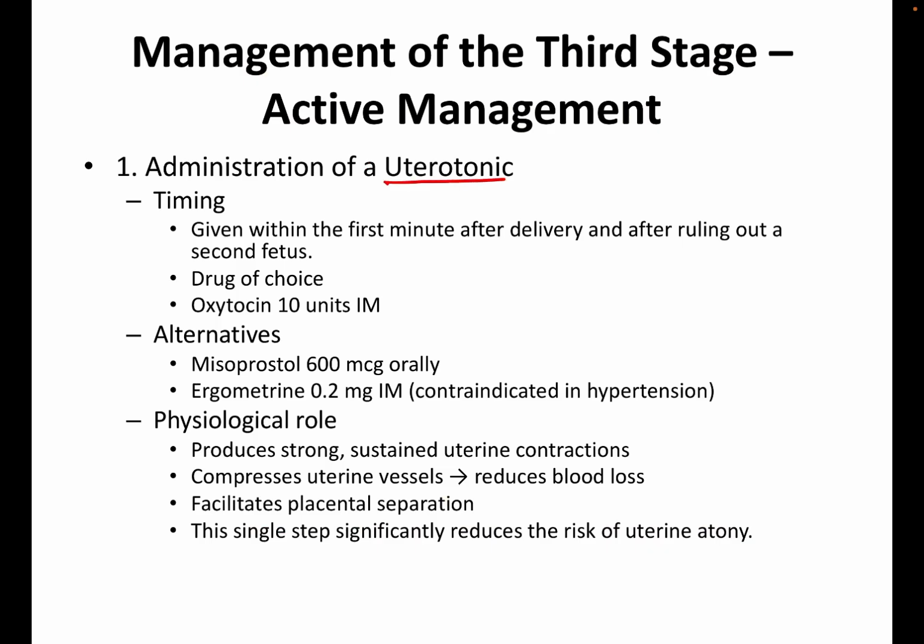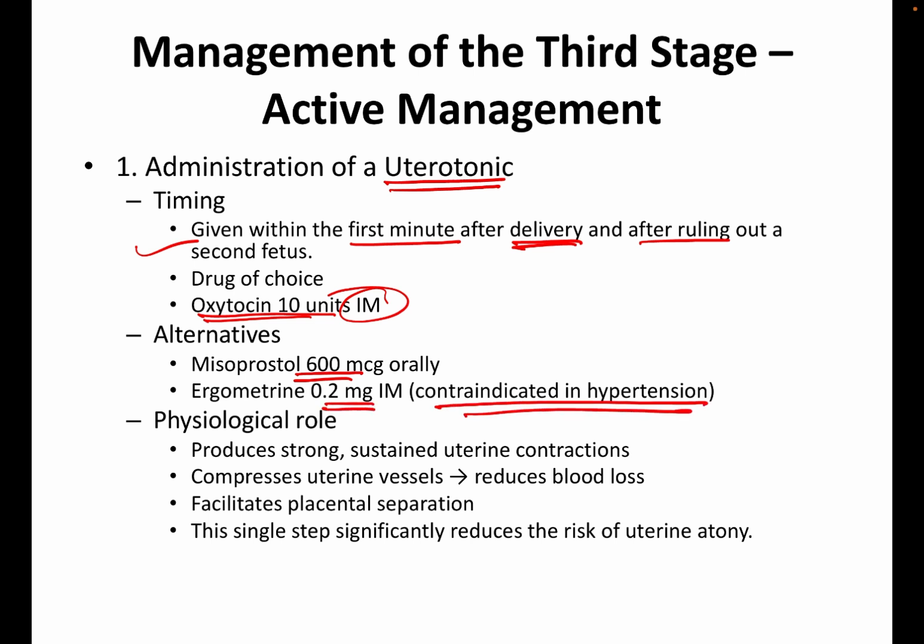So, administration of uterotonic. Here, the timing: give within the first minute after delivery of the child after ruling out a second fetus, and the drug of choice is oxytocin 10 units IM. Alternatives include misoprostol 600 microgram orally or ergometrine 0.2 mg IM, and it is contraindicated in hypertension complicating pregnancy. The physiological role includes it produces strong sustained uterine contractions, compresses the uterine vessels and reduces the blood loss, facilitates placental separation, and this single step significantly reduces the risk of uterine atony.